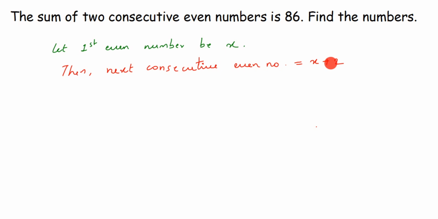So I got the even number and the next even number. Now what else do I know? I know that their sum is 86. Sum means addition, so let's add. The first number is x, plus the second even number x plus 2. When I add these two numbers, I get 86. So this is your equation. Solve this equation to get the value of x. Here I have x and x, they are like terms, so I can add them. x plus x is 2x. 2x plus 2 is equal to 86.